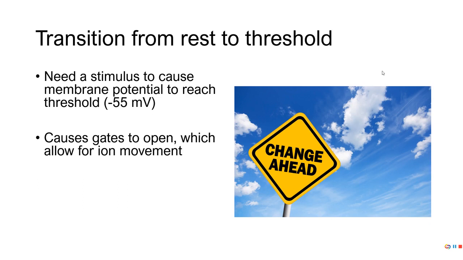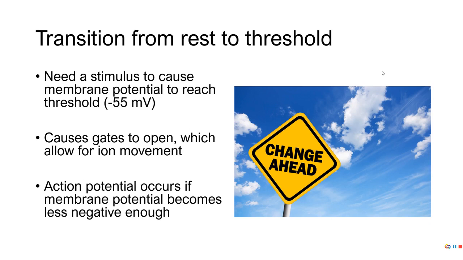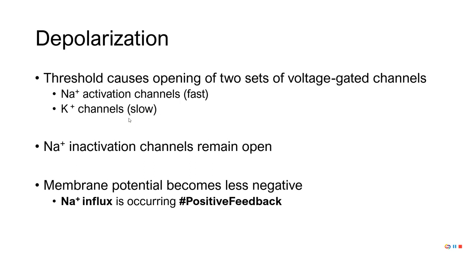All right? And so as long as we reach this negative 55, we will have an action potential, okay? So we have to get from negative 70 to negative 55. When we hit negative 55, 2 things happen. One, and the primary one, is that the sodium activation gate opens, and it opens immediately.